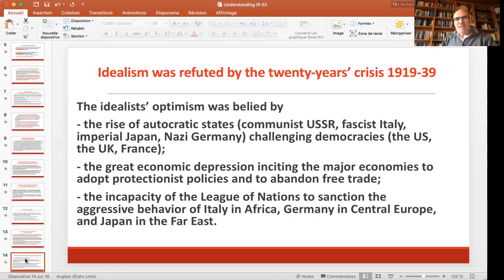The member states who signed the League of Nations Charter promised to no longer go to war. They accepted, I quote, the obligations not to resort to war. They committed themselves to promote international cooperation, to achieve international peace and international security, thanks to arbitration, thanks to judicial settlement, and no more by going to war.